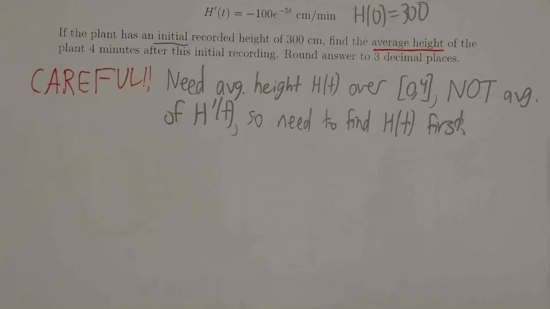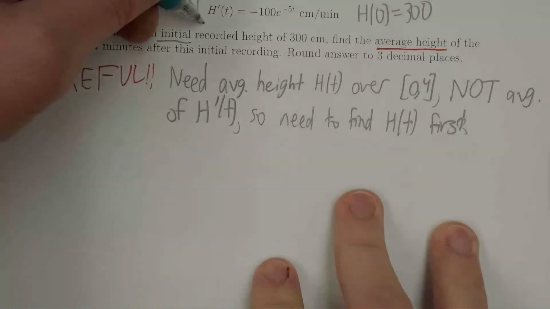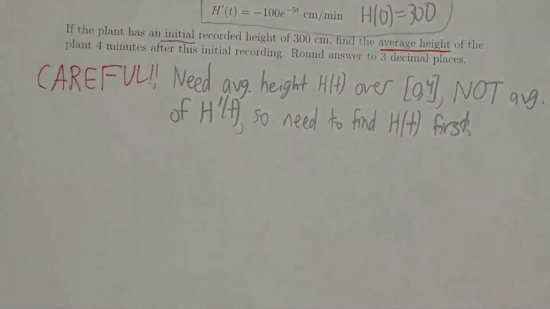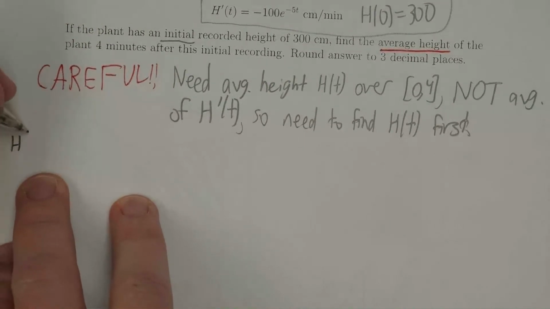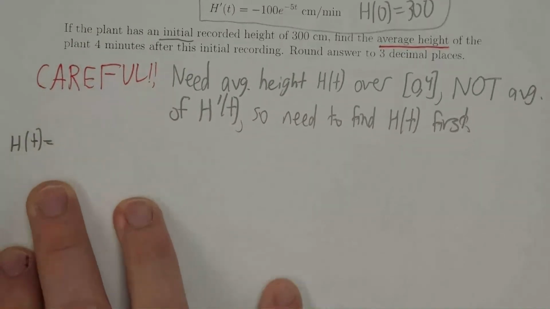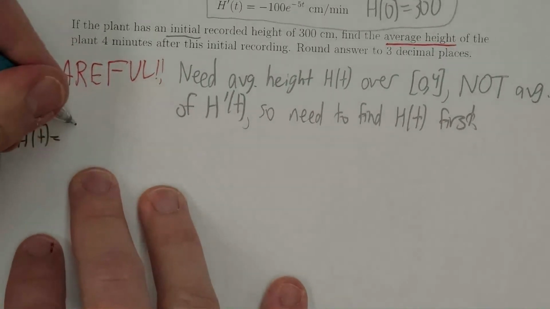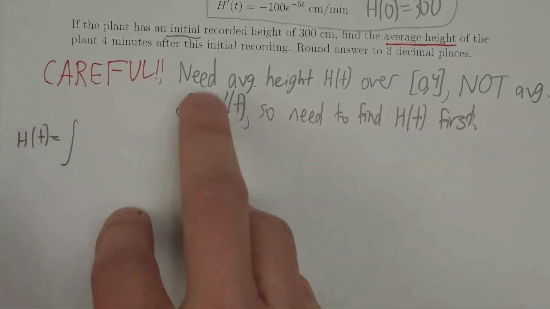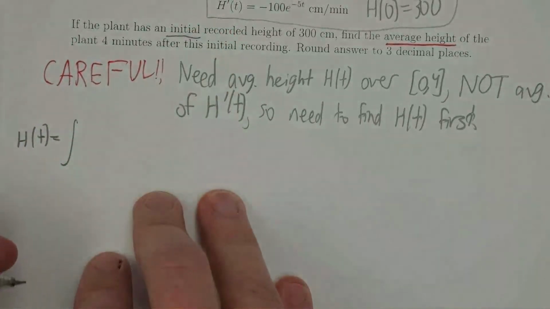All right? So given our data, it looks like we could set this up as an initial value problem. And thankfully, because we're trying to figure out h of t, we can do exactly that. So let's first start by finding our general solution. So h of t, the first thing we've got to do is take our antiderivative of h prime.